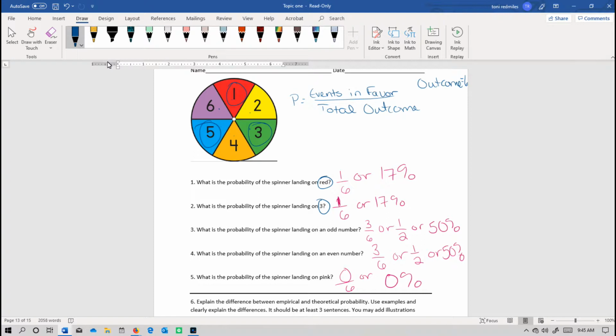Number 4, what is the probability of the spinner landing on an even number? Well, let's see how many even numbers we have on our spinner.